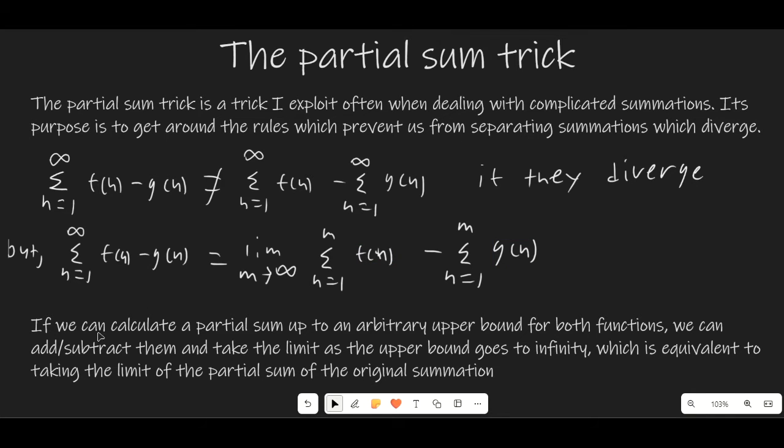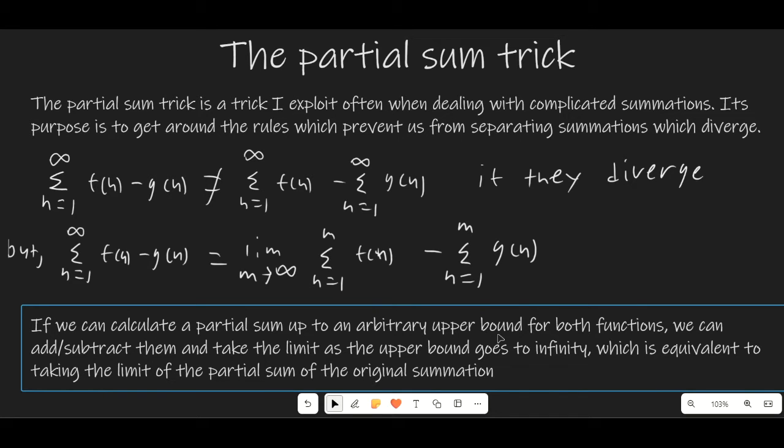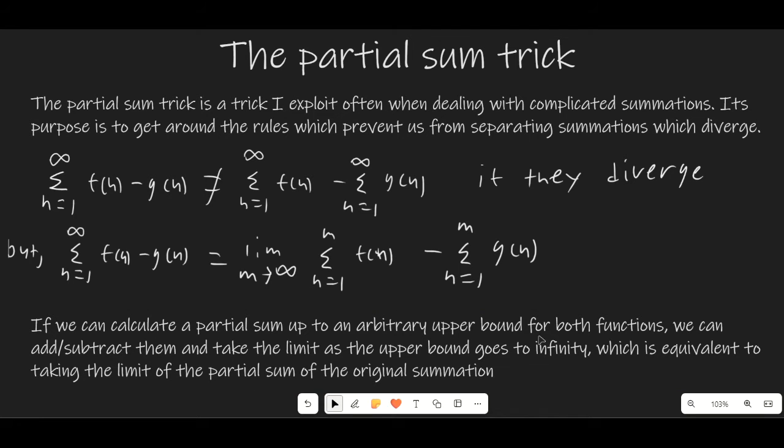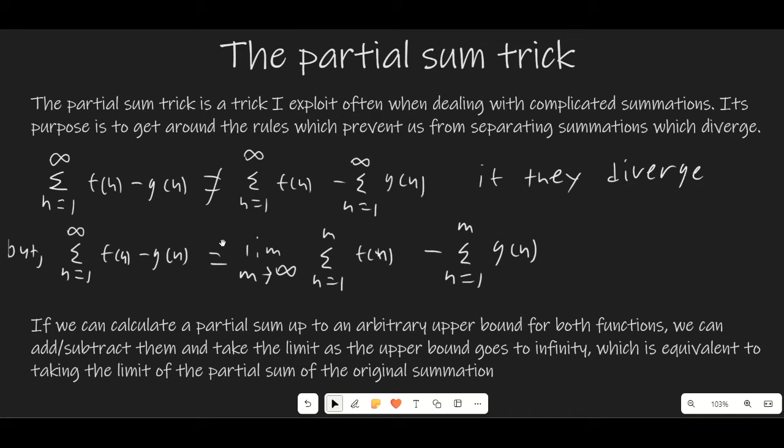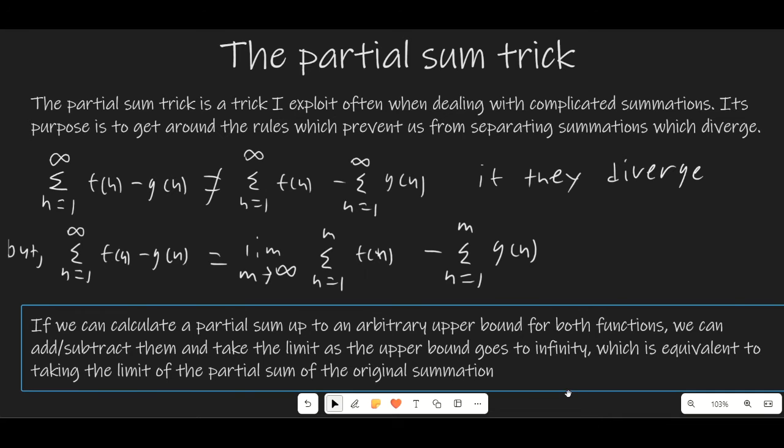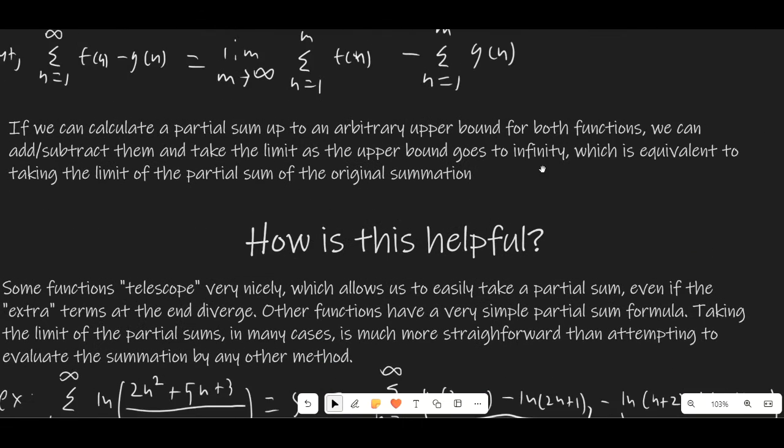So if we can calculate the partial sum up to an arbitrary upper bound for both functions, we can add and subtract them and take the limit as the upper bound, in this case m, goes to infinity. And it's the same thing as taking the limit of the partial sum of the original summation. So it's the same thing as taking the limit as m goes to infinity of the sum from n equals 1 to m of f of n minus g of n. So let me show you how this works.